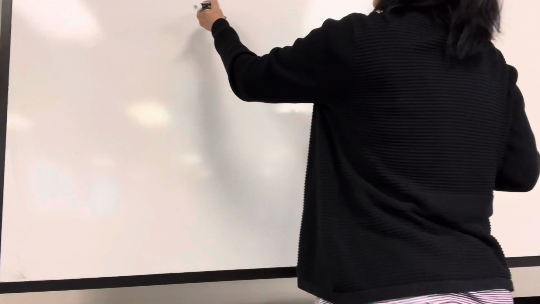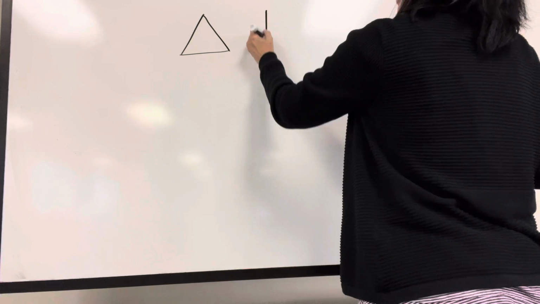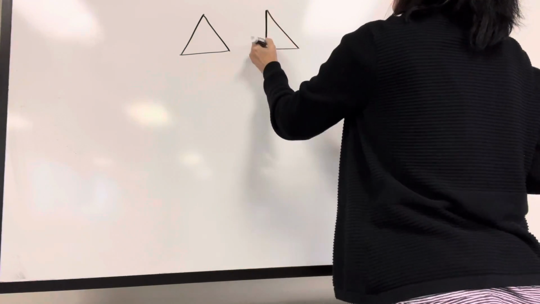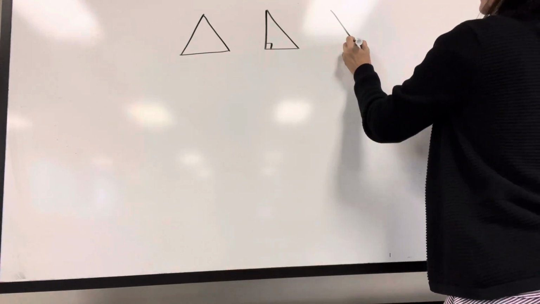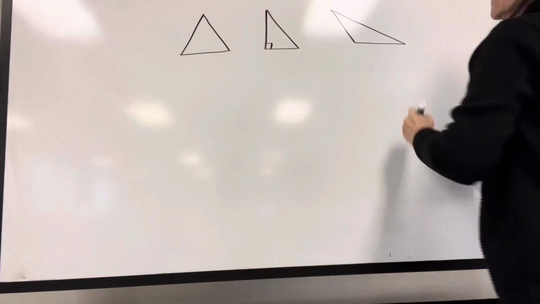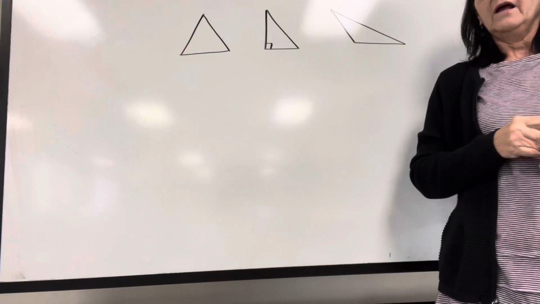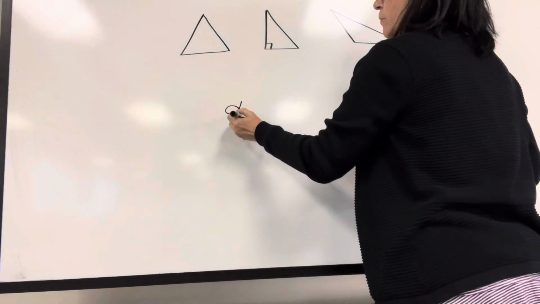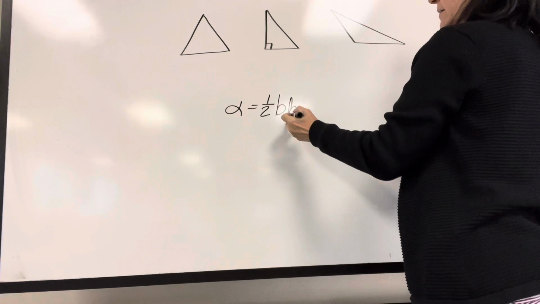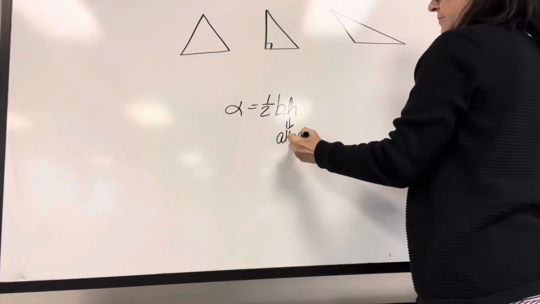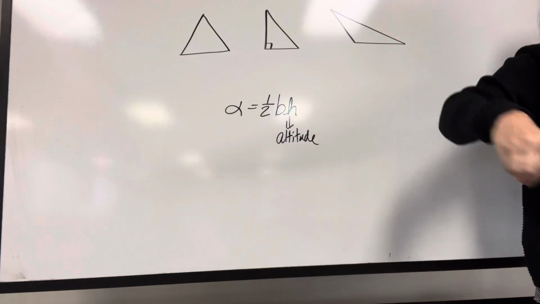So I could have an acute triangle, I could have a right triangle, or I could have an obtuse triangle. Regardless of the triangle that I have, the area of a triangle is 1/2 its base times its height, which is really an altitude. It's a line from a vertex perpendicular to the opposite side.